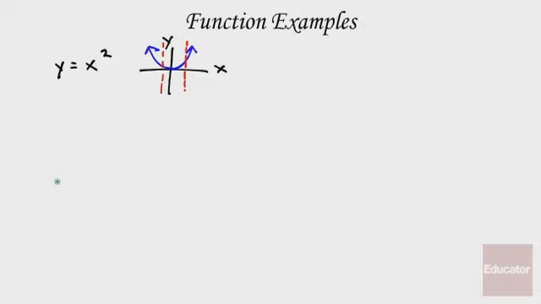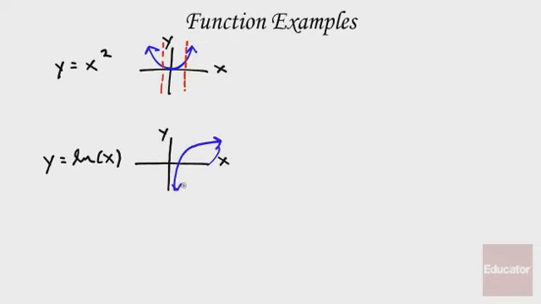Another example of a function would be y equals natural log of x. And some of these functions we'll look at again later in this tutorial as we look at some other descriptive terms for functions. But here's a rough graph of y equals ln of x. And let me erase that little extra bit that I drew in. And notice that this as well is a function: any vertical line that I might draw is going to cross this graph at most once.